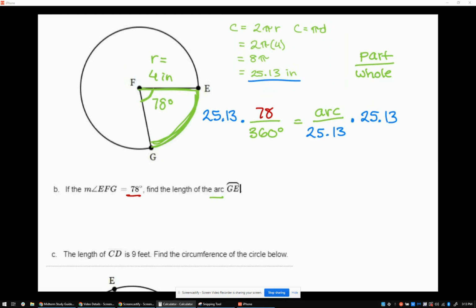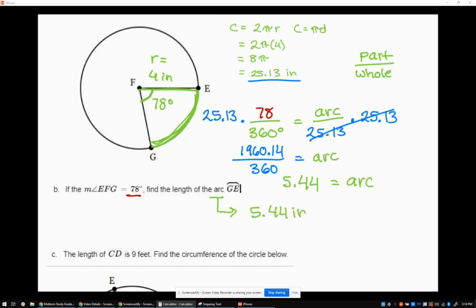All right, so basically we're multiplying both sides by 25.13. So we're going to do 25.13 times 78, which is 1,960.14. We still have divided by 360 on the bottom. On this side, they have been canceled out. So all that we're left with is the arc. If we actually do that division, 1,960.14 divided by 360, we get 5.44 is our arc. So our arc, the length of the arc GE, is 5.44, don't forget your units, inches long.